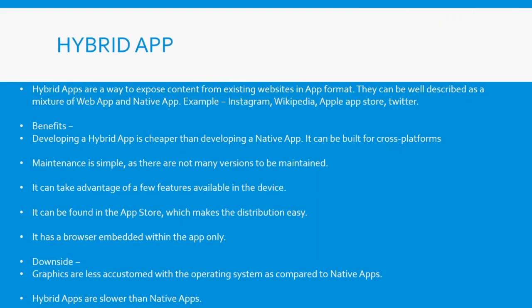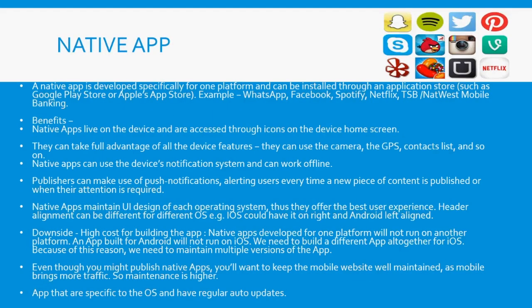Now, the next type of mobile application is the native app. An example of a native app is the popular one that we know very well, WhatsApp. These are actually apps that you download and install on your mobile devices.